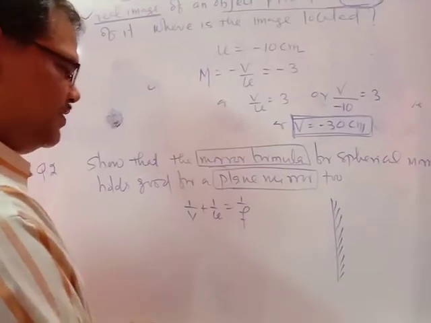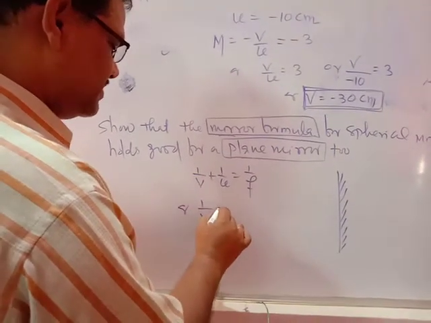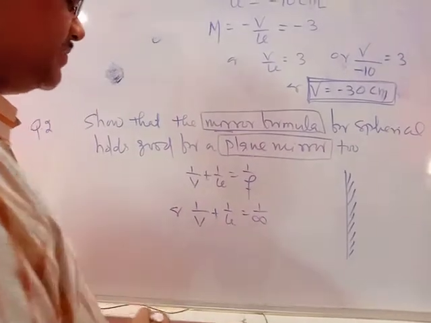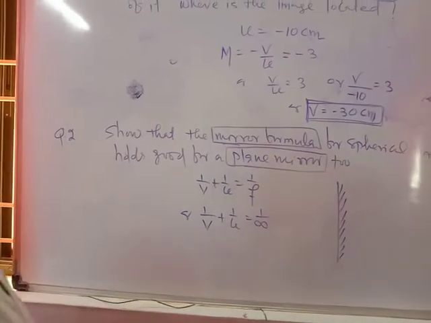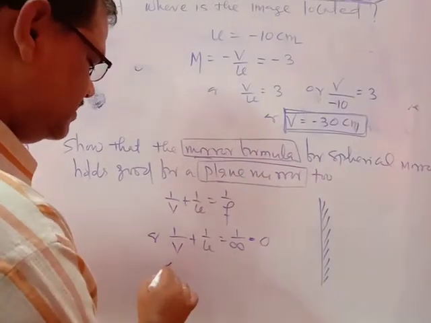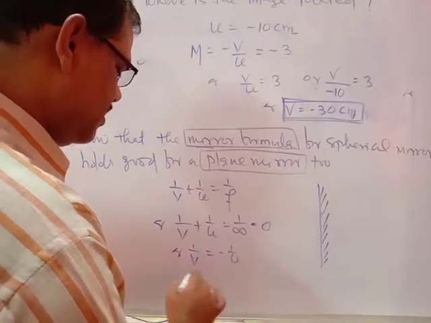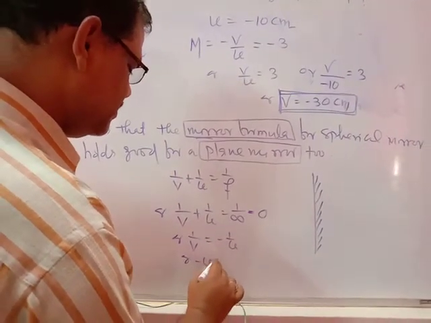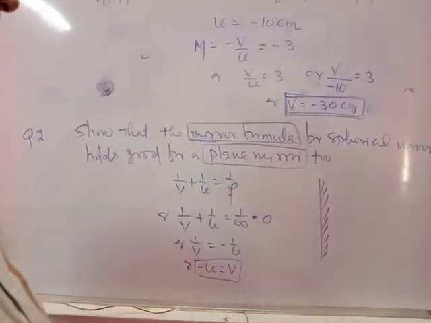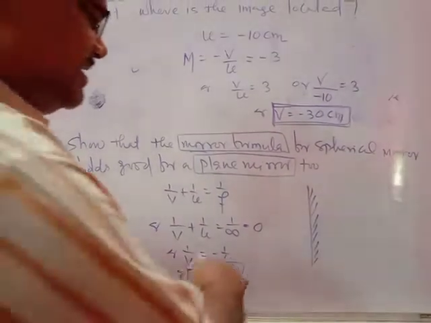Here f is infinite, so in the formula 1 by v plus 1 by u equal to 1 upon infinite. Students, just remember that 1 upon infinite equals 0. So this is equal to 0, or 1 by v equal to minus 1 by u, or minus u equal to v. So what is it indicating? The minus u means the object is on the left side, and v is positive, that is on the right side.